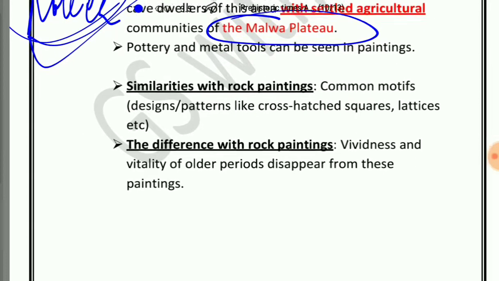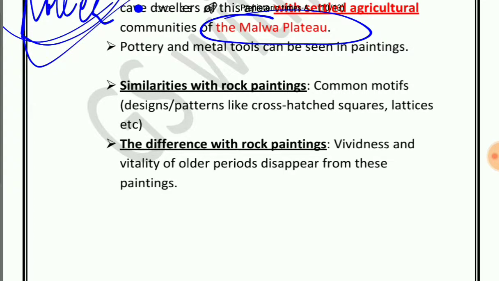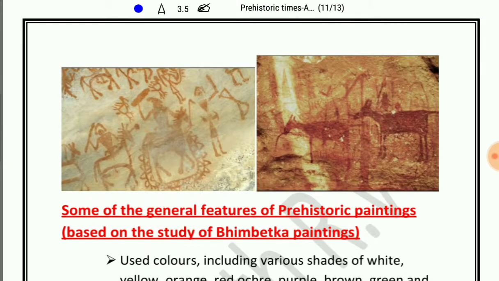What are the similarities with rock paintings? The similarities are common motifs like cross hatches, squares and lattices, and the difference is that the vividness and vitality of older periods disappeared from these paintings. Now we can see here in the figure that an animal is chasing a man and a man is hunting animals. In this, the animals are painted in red color.